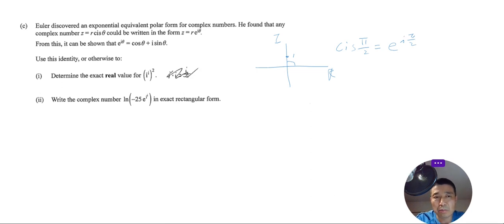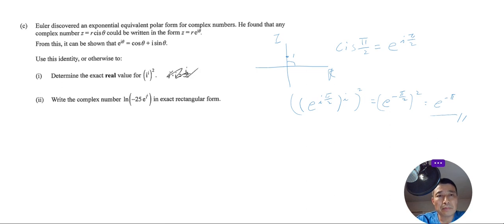So this is a simple question, isn't it? What you have to do is e to the power of i pi over 2 to the power of i, and then you square it. So what happens? When you multiply by i, you have e to the power of negative pi over 2, and then you square it. So what do you have? e to the power of negative pi should be the answer, right?